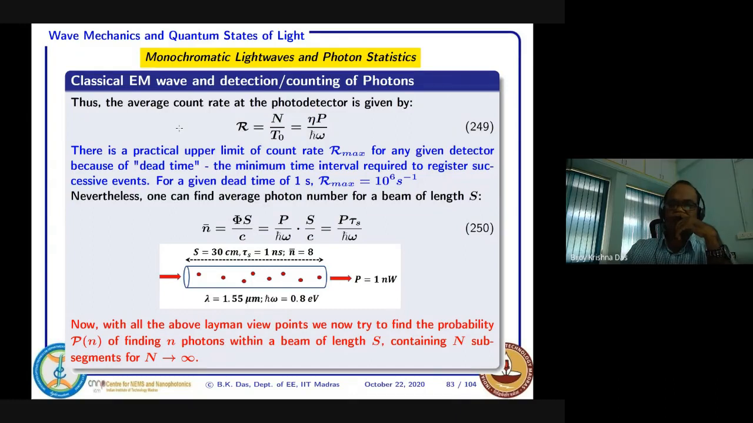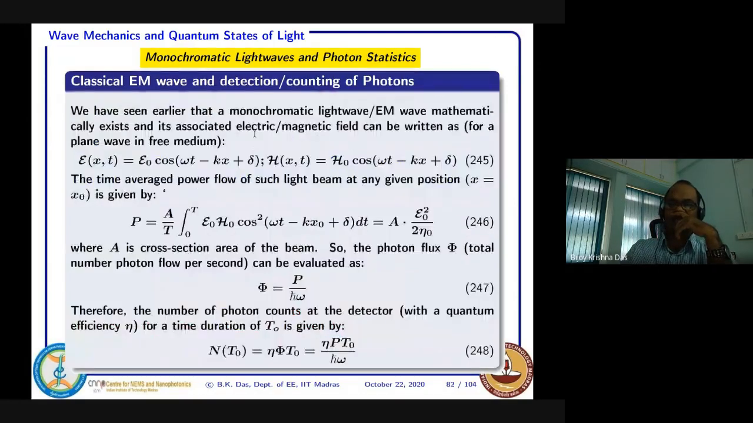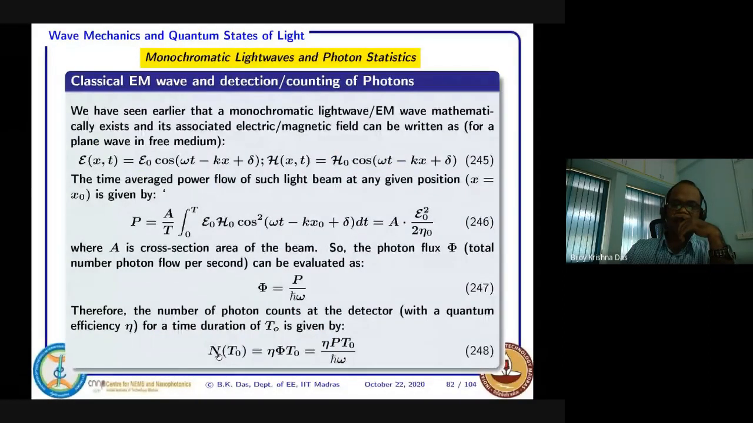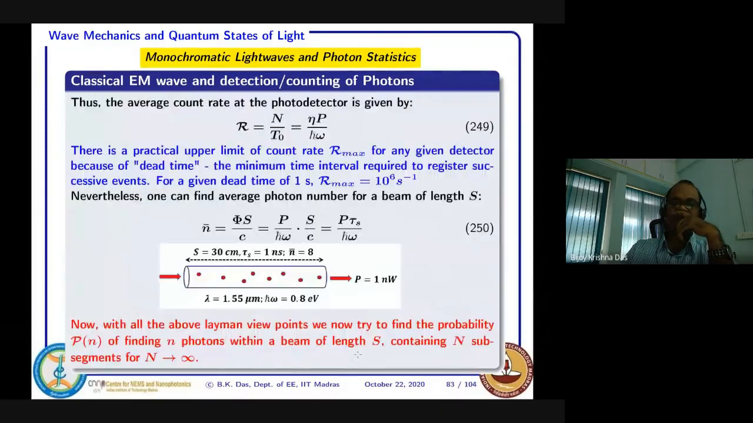So we say the average count rate at the photodetector is given by this. Now you see, for time t naught, this many, right? Because of the existence of quantum efficiency and source property, eta is there. So on average, whatever count you are supposed to get per unit time, that means whatever n t naught is there, you just divide it by t naught. That means per second, whatever you will be getting.